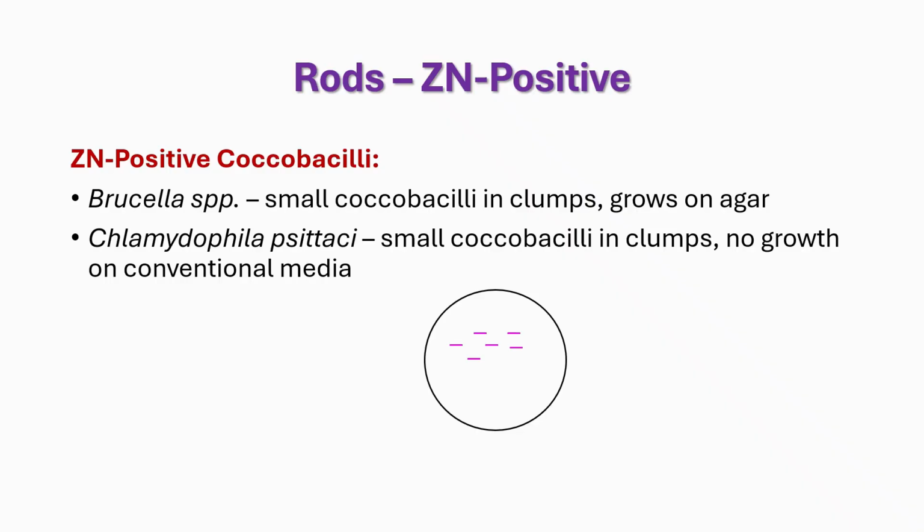So if you are preparing a smear from the suspected organ sample and you are getting a Coccobacilli that is gram negative and also Ziehl-Neelsen positive, just grow them on an agar. If it is growing, it means it is Brucella. If it is not growing, it can be Chlamydophila psittaci, but we have to do further testing.